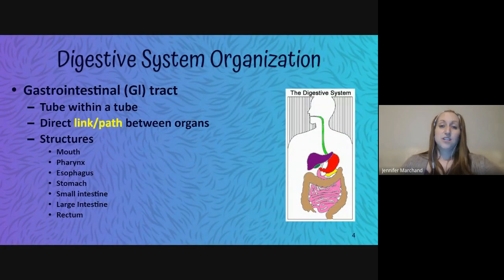So how is our digestive system organized? The gastrointestinal tract, or the GI tract, as it's commonly referred to, is a tube. And then you kind of have this pattern here. So you have the mouth to start, then you have the pharynx, you have the esophagus, which goes into the stomach, then it goes into the small intestines, that's the pink stuff, then the large intestines, and then finally comes out the rectum.